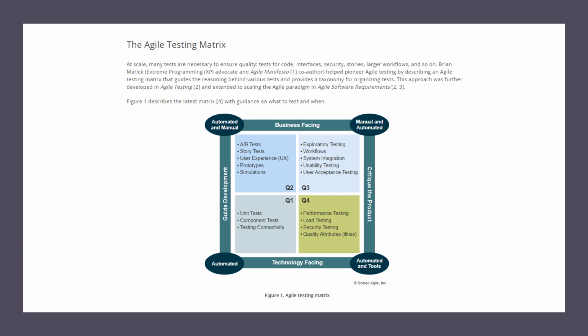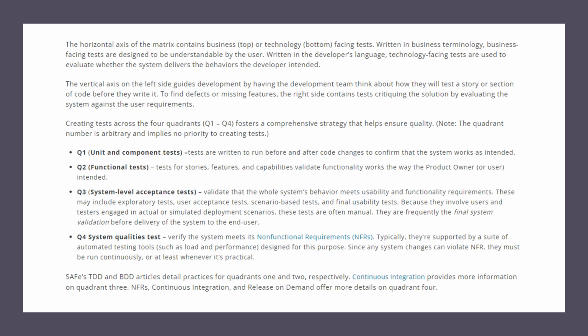Quadrant 1 covers unit testing and component testing. Q2 covers functional testing. Q3 covers system testing. Q4 covers NFR testing. We will discuss all these attributes in the next slide as well. The horizontal axis of the matrix contains business facing tests on top and technology facing tests at the bottom. Written in business terminology, business facing tests are designed to be understandable by the user. Written in developer's language, technology facing tests are used to evaluate whether a system delivers the behaviors the developer intended. That is for the horizontal axis.